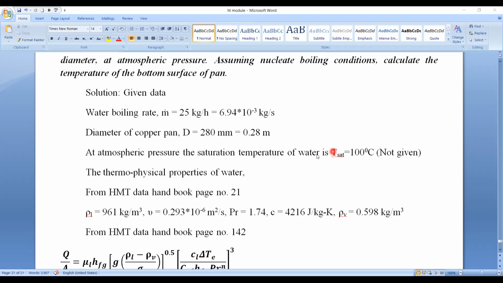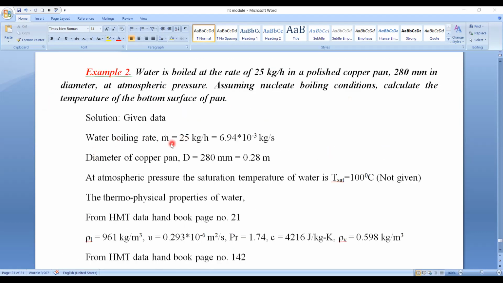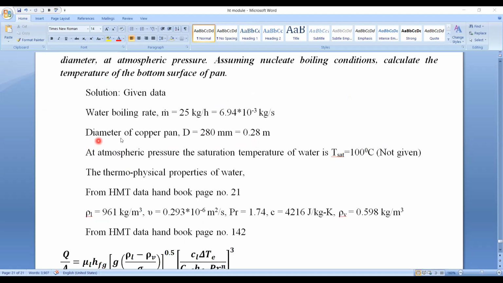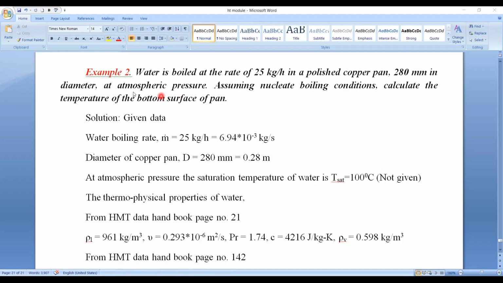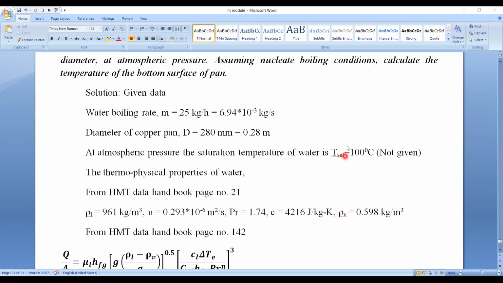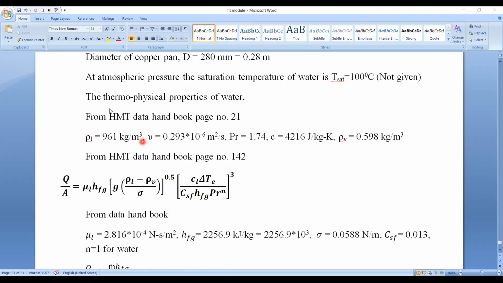So write down the given data. Water boiling rate m dot equals 25 kg per hour or 6.94 into 10 power minus 3 kg per second. Diameter of copper pan D equals 280 mm or 0.28 meters. At atmospheric pressure, the saturation temperature of water is 100 degrees centigrade. Though he has not given it, you have to consider it because the atmospheric pressure is given. So therefore, the saturation temperature equals 100 degrees centigrade. The procedure is the same. Extract the thermophysical properties of water from the data handbook. Refer to page number 21. You'll get all these values.